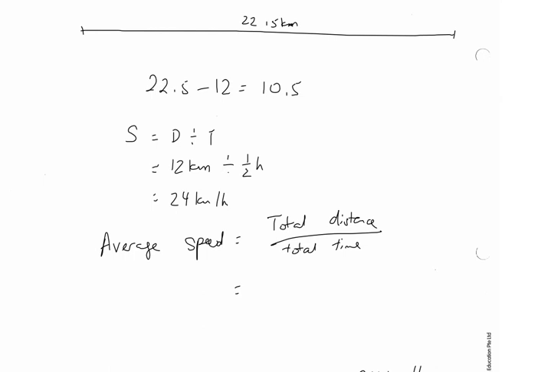What's the total distance? 22.5 km, right? So 22.5 km divided by total time. And what's the total time taken, Alexis?